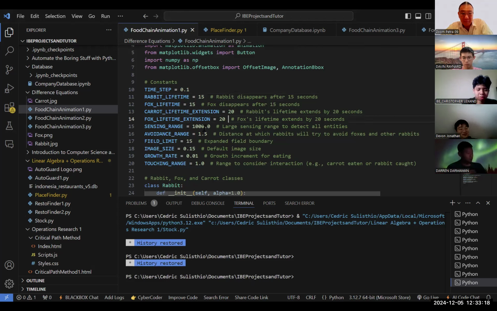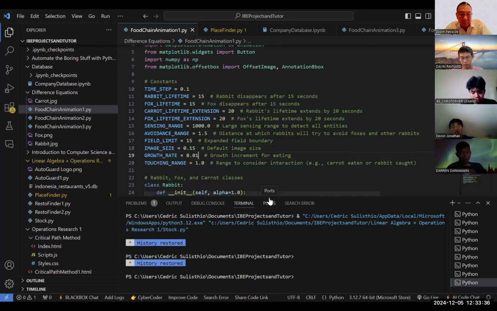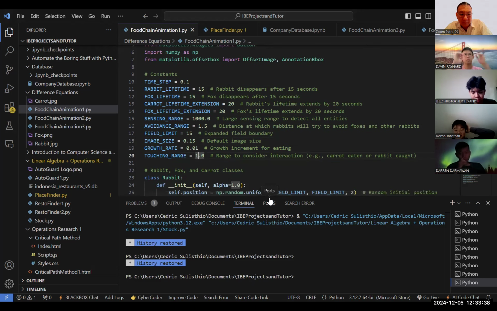And then sensing range. Sensing range is the ability to detect the entities, so it's the radius or diameter. Image size is the default, I will show you later. And the growth rate is just 0.01, you can adjust it as well. Touching range, you can also put the parameter in what range it is considered to be touching. Okay, let's do a demo.